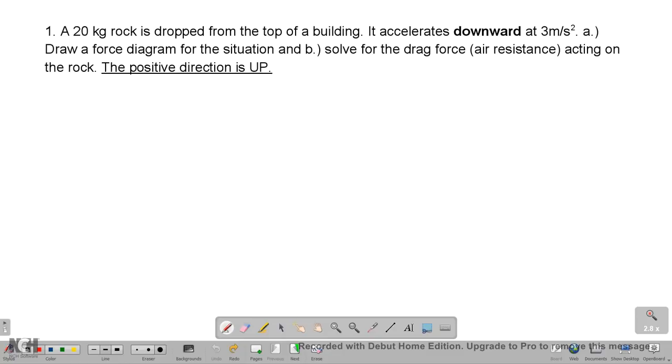So this problem says that a 20 kilogram rock is dropped off the top of a building. It accelerates downward at 3 meters per second squared. We need to draw a force diagram for the situation and solve for the drag force or air resistance acting on the rock.